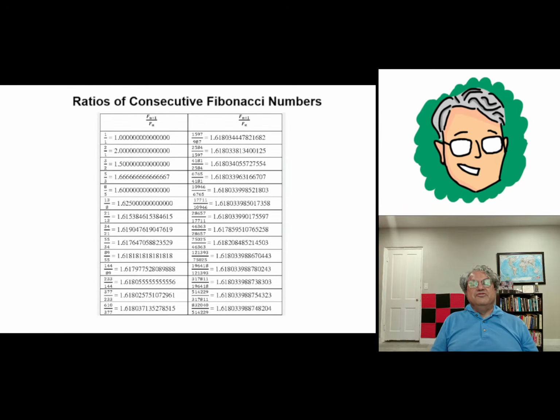This table has the first 30 ratios, F_n over F_(n-1) for n going up to 30, I believe. And you'll see that these ratios approach the golden ratio. The first one isn't very close, 1 over 1. But then you get 2 over 1, which is 2, 3 over 2 is 1.5. It converges.